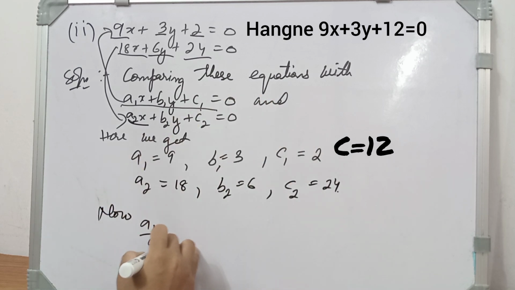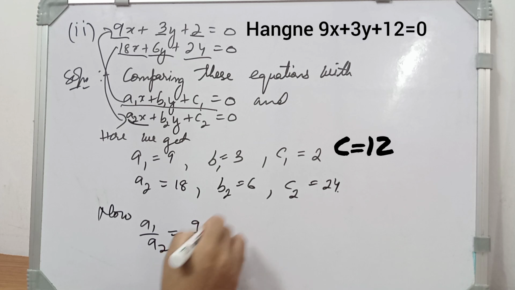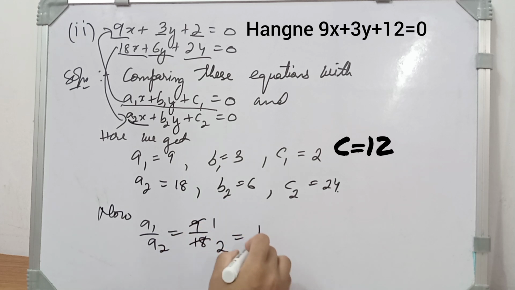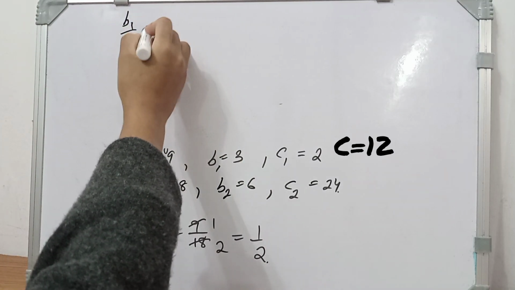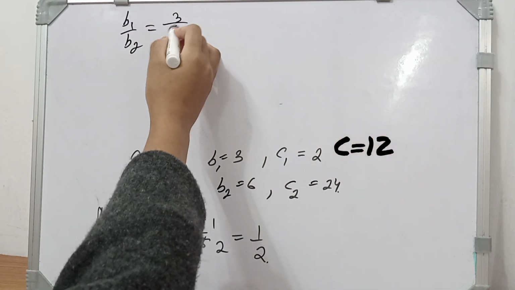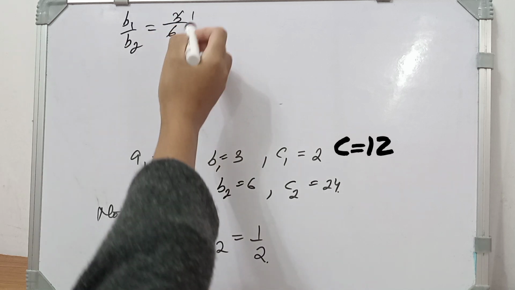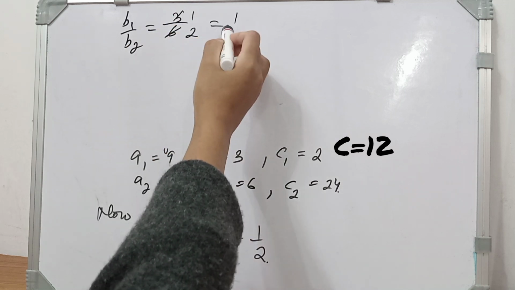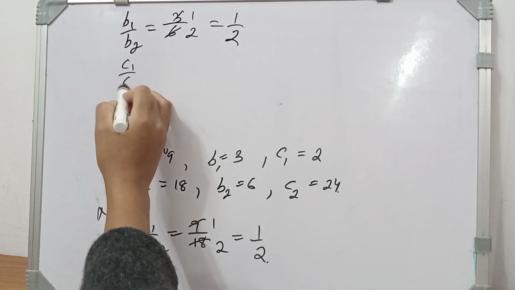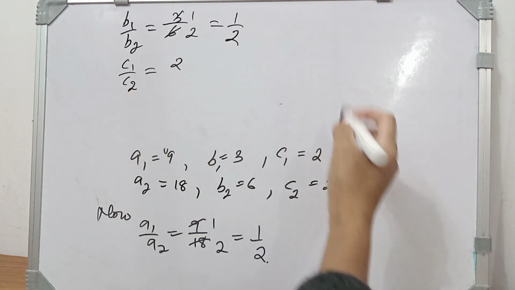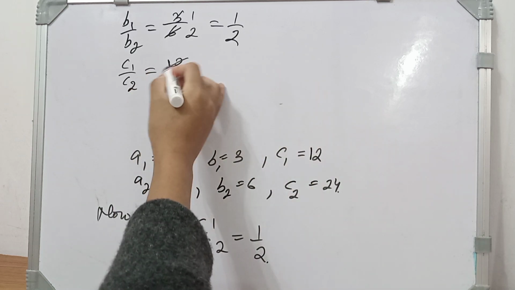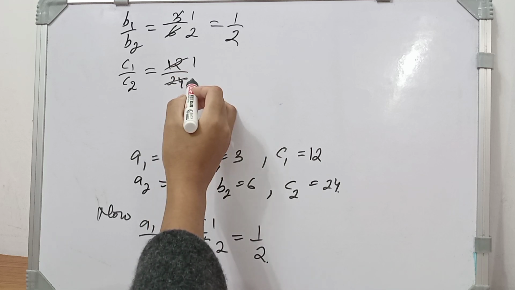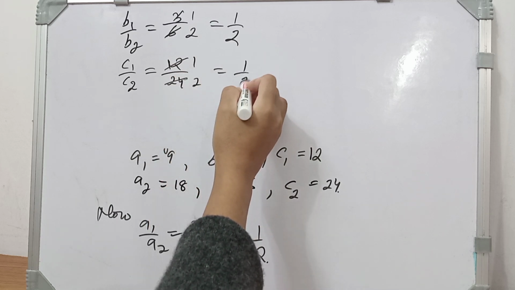Now a1 by a2 is 9 by 18. 9 into 1 is 9, 9 into 2 is 18, so it is 1 by 2. Next, b1 by b2. b1 is 3, b2 is 6. So 3 into 1 is 3, 3 into 2 is 6, 1 by 2. Then c1 by c2 is 12 by 24. 12 into 1 is 12, 12 into 2 is 24, so 1 by 2.